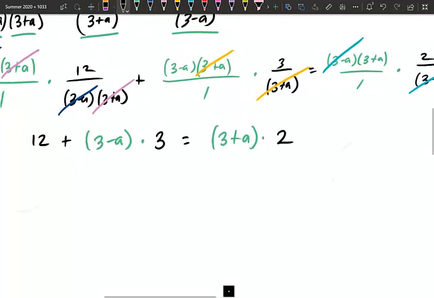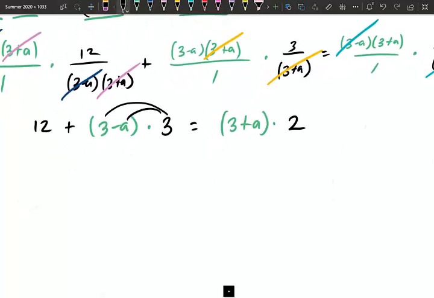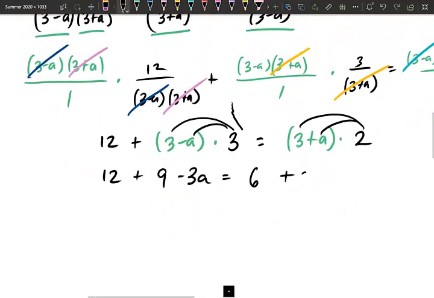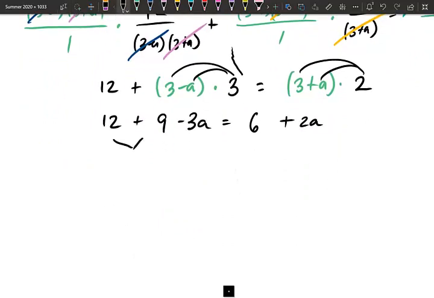Remember, PEMDAS first, so distribute because of parentheses. So 12 plus 3 times 3 is 9. Negative a times 3 is negative 3a equals 2 times 3 is 6. 2 times a is 2a. Let's combine like terms where we can. So 12 and 9, we can combine those to 21 minus 3a equals 6 plus 2a. I'm going to add 3a to keep it positive.